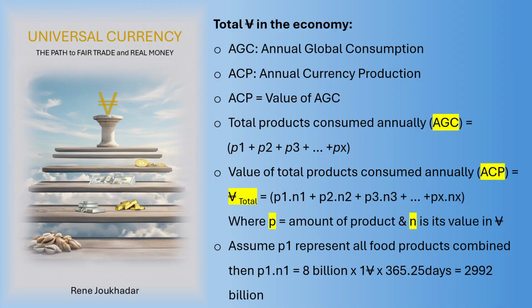To give you an idea of how much money can be generated from food production alone, assume P1 represents all food products combined, and N1 is their value in V. If you recall from the definition of the unit of account, we need 1 V to keep one human being alive at minimum. So multiply that by the days of the year, then multiply that by the number of people on the planet, which is 8 billion. So you end up with about 3 trillion Vs generated annually from food production alone at minimum.